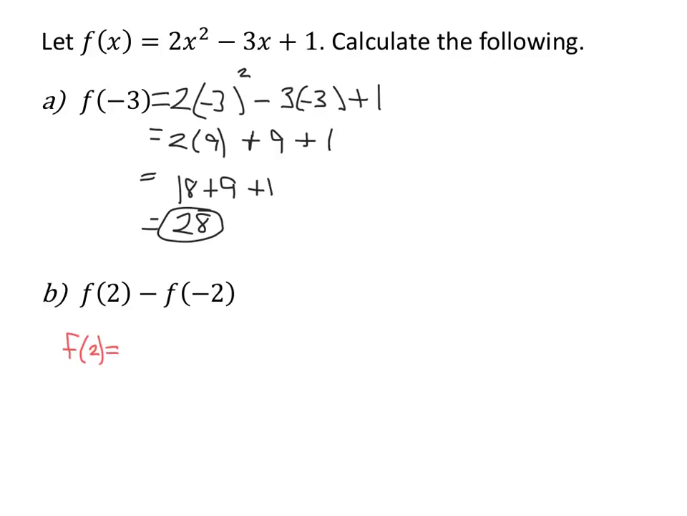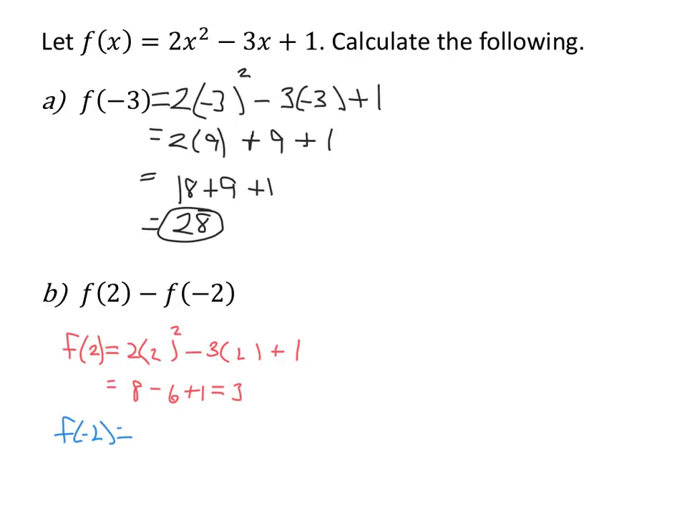Again, for part B, f of 2 minus f of negative 2. What I'm going to do is find f of 2 using my skeleton form. I'll use empty parentheses for my x's, and I fill in whatever I'm trying to evaluate at. 2 squared is 4. 4 times 2 is 8. Minus 3 times 2 is 6. Add 1. Let me see, 8 minus 6 is 2. 2 plus 1 is 3.